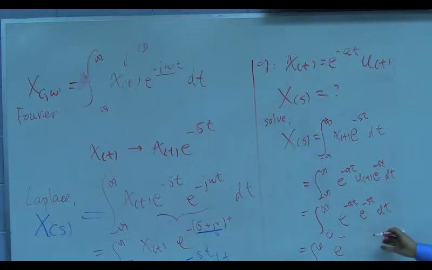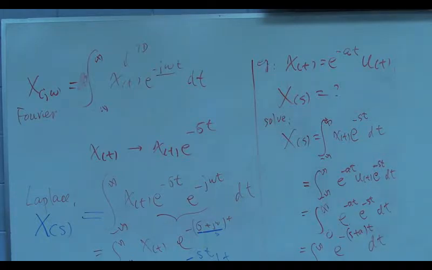You need to know how to do this math. e to the negative, combine these two terms, s plus a times t. Yes or no? e to the negative at times e to the negative st. Is this e to the negative (s plus a) times t? Yes, right? Then dt.